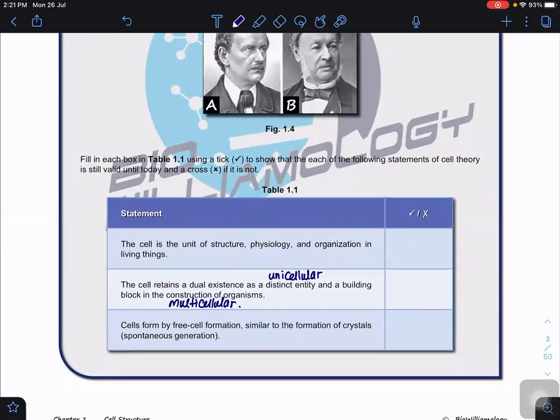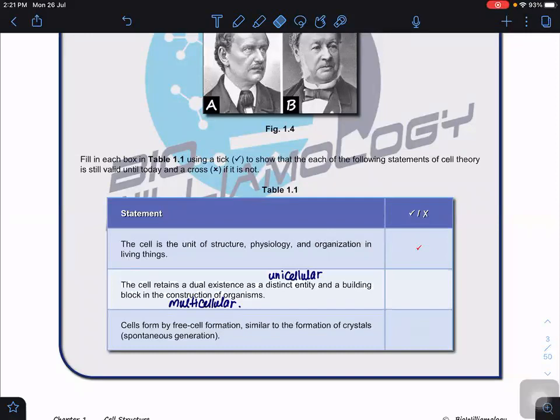If you think the first statement is still valid, put a yes there. Still valid or not? The first statement. Yes, I saw lots of yes. Okay, so look at the answer now. The first one, actually, yes, still valid. It means the cell is still the basic functional unit of the organism. Without the cell, basically there is no living organism.